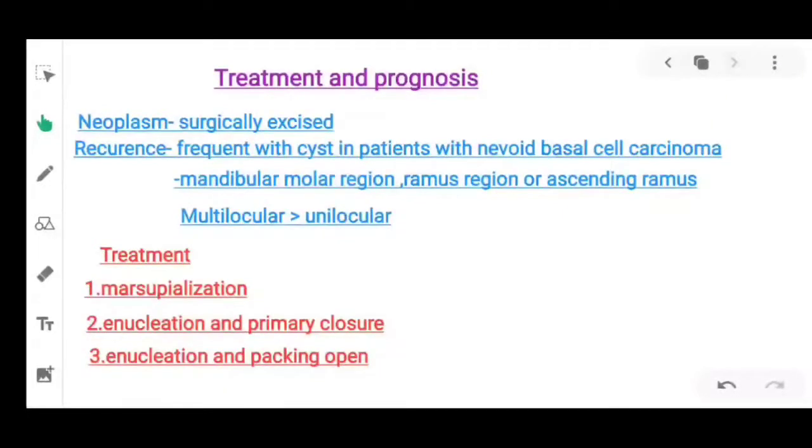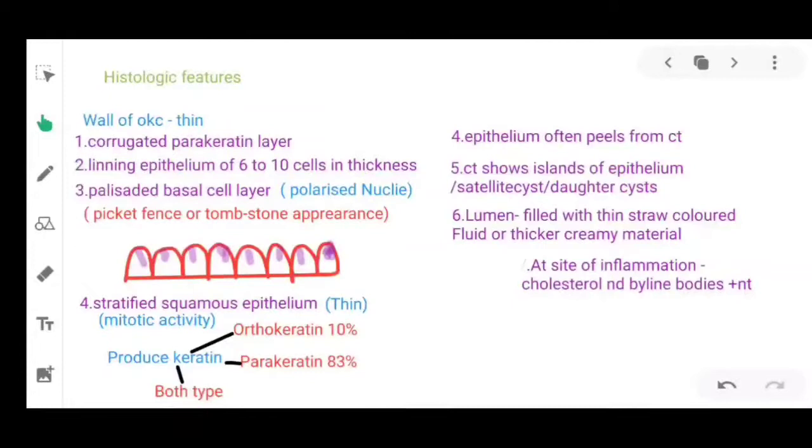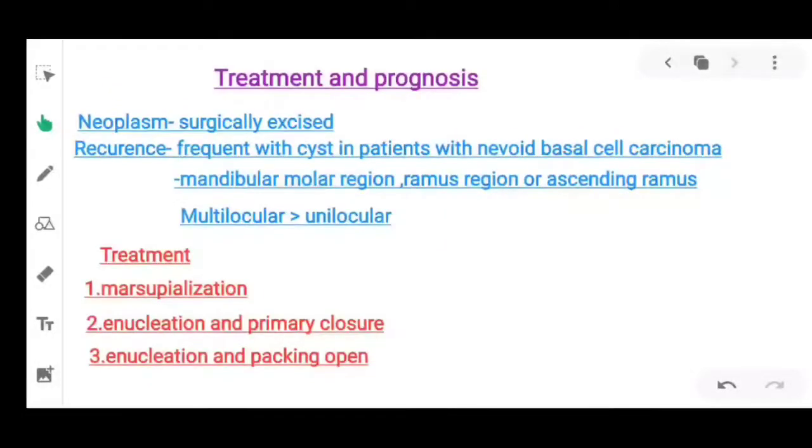Now treatment and prognosis. When there is a neoplasm, the final treatment is surgical excision. But complete eradication of the tumor may be difficult. Why? Because the wall is very thin. We studied before that the wall of OKC is very thin. Therefore, complete eradication through surgical excision is very, very difficult. This can lead to fragmentation of the OKC because the wall is thin. It is also difficult because there is perforation of the cortical bone, and it involves a large part of the ramus. So the complication is too much for total removal.